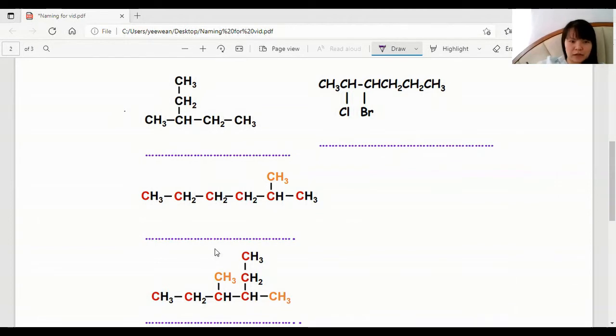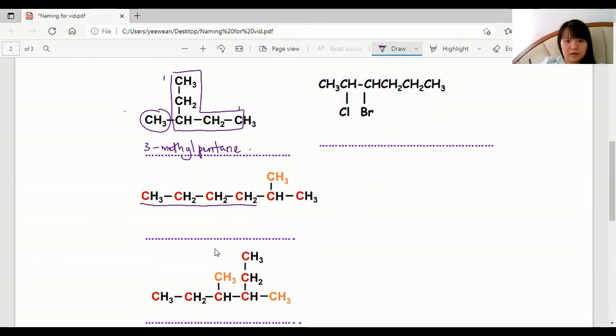So the longest chain here, it is 5 carbons. If I count from the top, 1, 2, 3, the third one has the methyl, or if I count from the right, 1, 2, 3 also has the methyl, so it makes no difference. So 3-methylpentane.